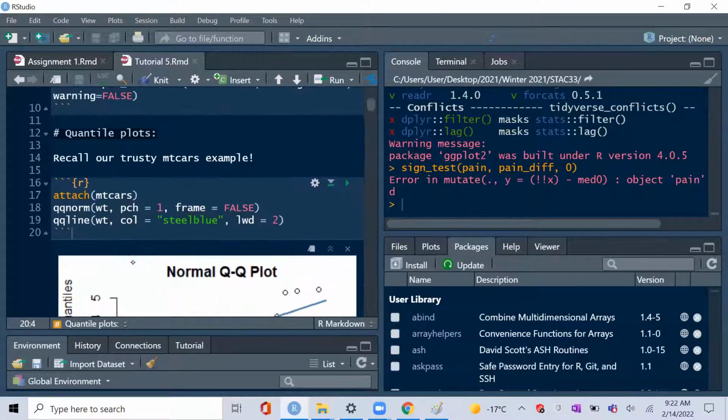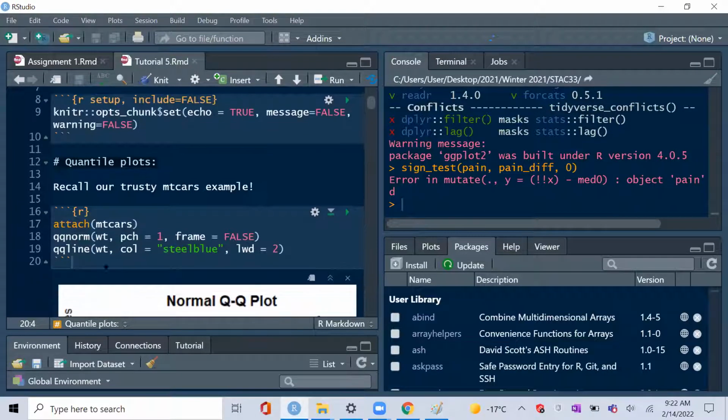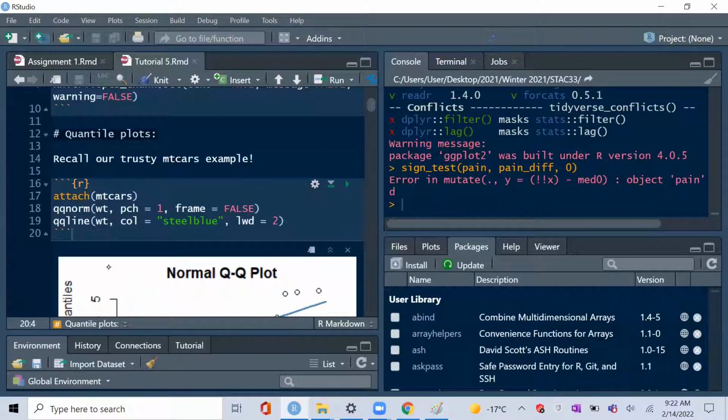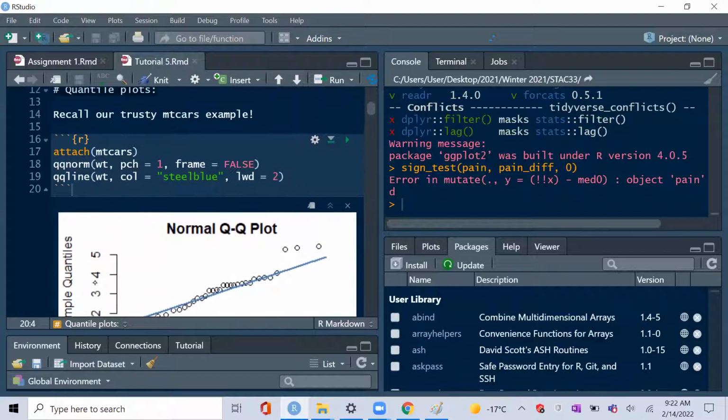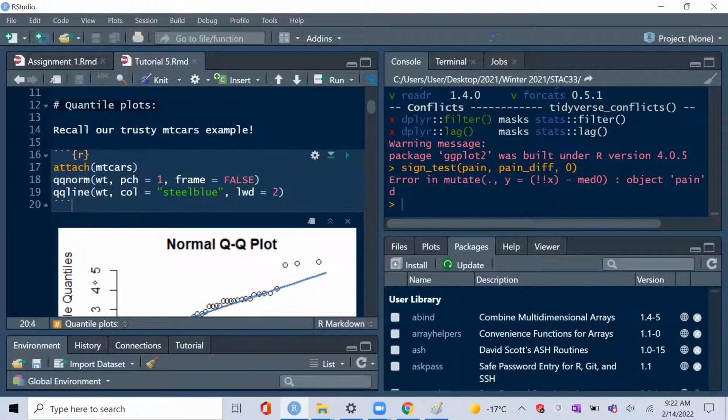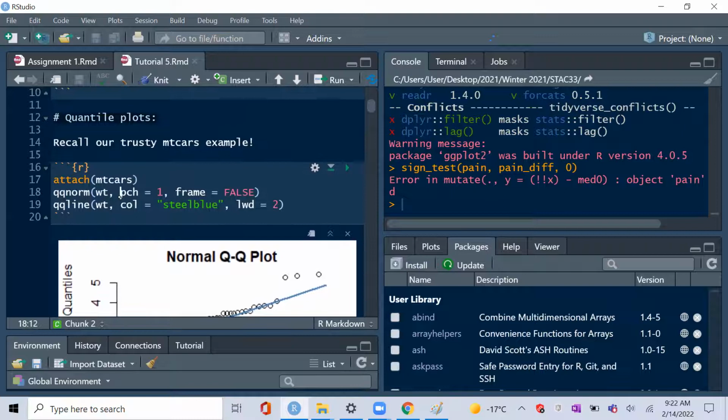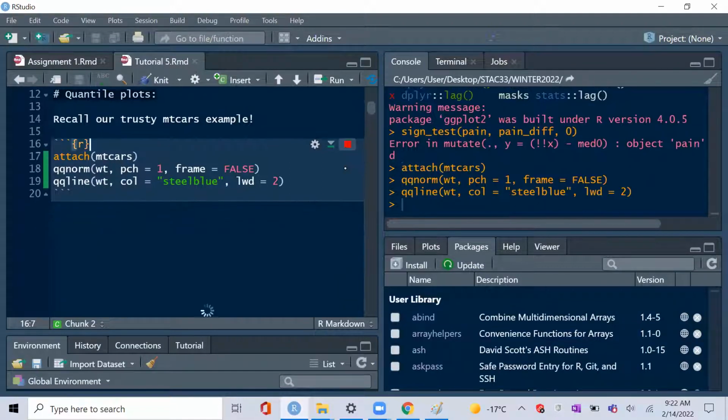So I'm going to show you guys what to look for in the plots. Then I'm going to go over how to recognize when to use the sign test when you have skewed data. I keep using mtcars just because it's familiar to me. Anyways, I'm going to download it.